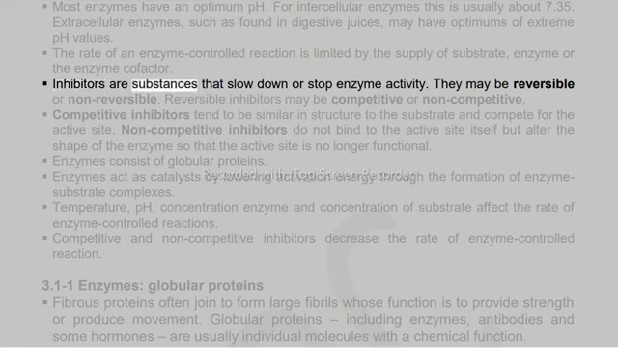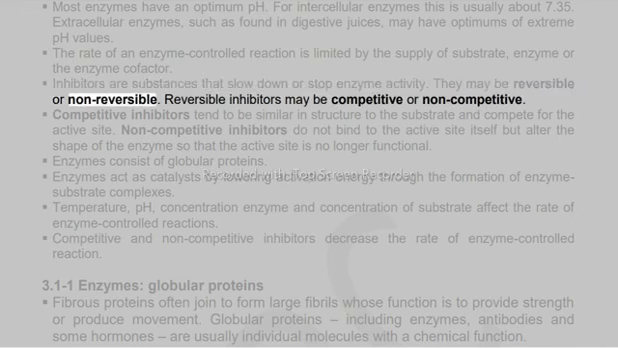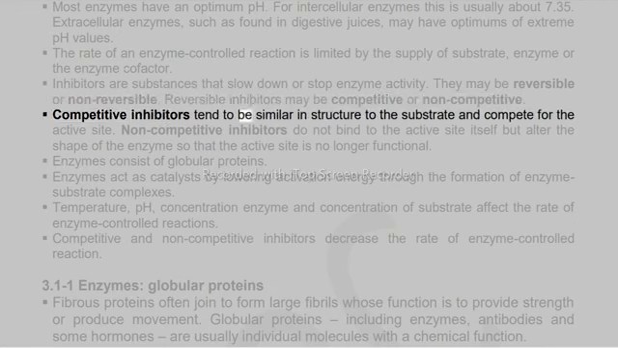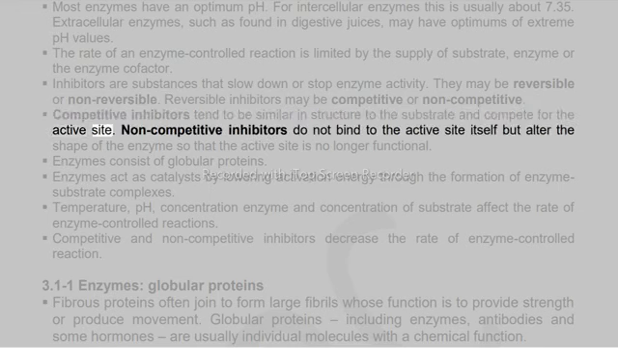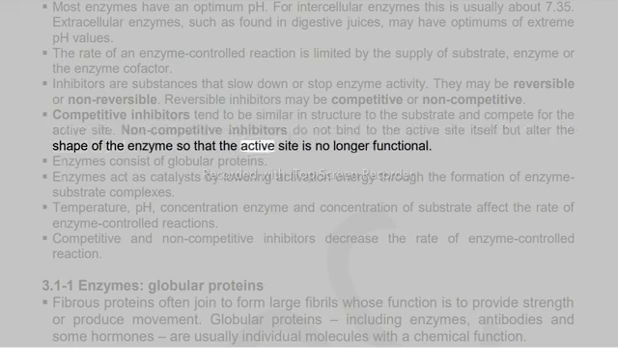Inhibitors are substances that slow down or stop enzyme activity. They may be reversible or non-reversible. Reversible inhibitors may be competitive or non-competitive. Competitive inhibitors tend to be similar in structure to the substrate and compete for the active site. Non-competitive inhibitors do not bind to the active site itself but alter the shape of the enzyme so that the active site is no longer functional.